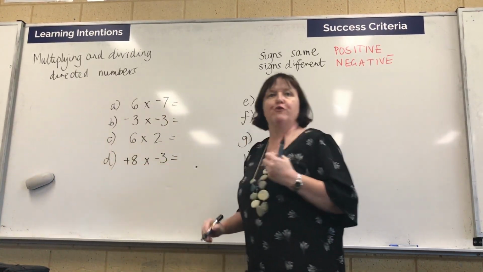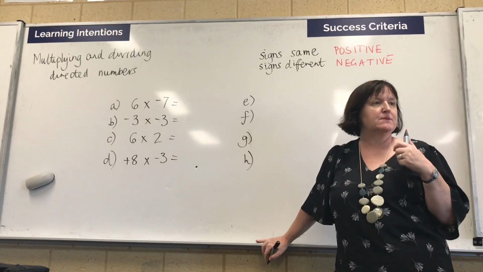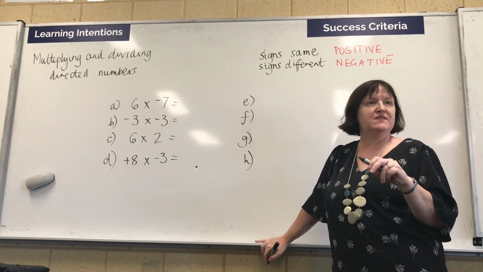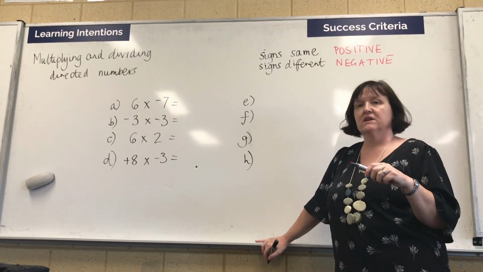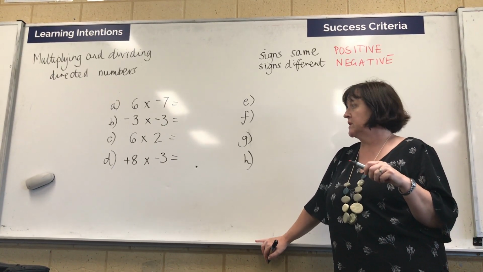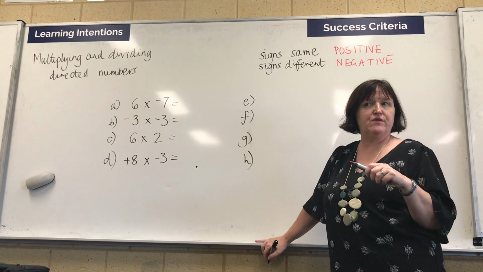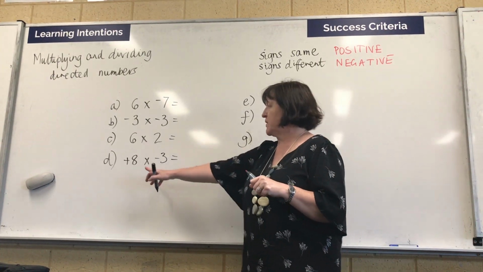So there's your first 4 examples. Okay, so write these ones down. 6 times negative 7. Negative 3 times negative 3. 6 times 2. Positive 8 times negative 3.